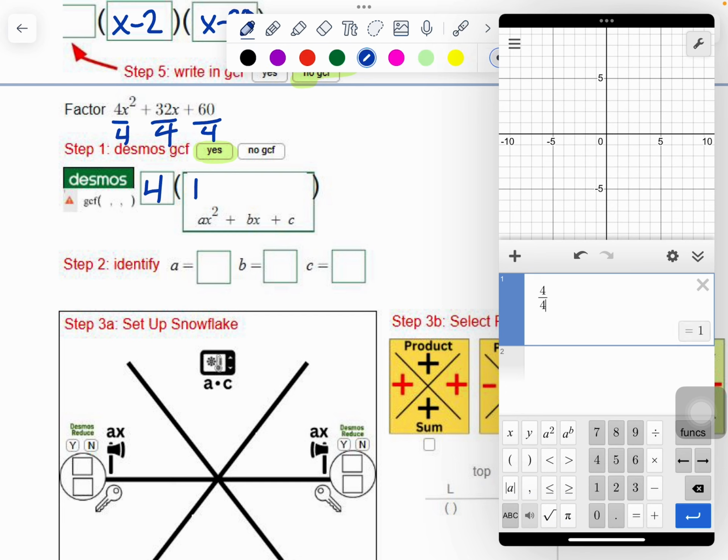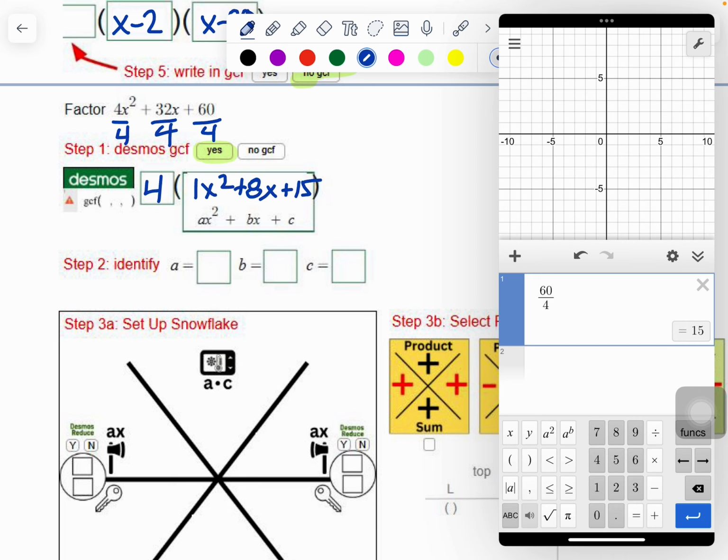So I'm going to type 1 and keep the x squared. The next thing I'm going to do is I'm going to divide 32 divided by 4. 32 divided by 4 is positive 8. So when I divide this, I get positive 8. So I'm going to put plus 8x. And then next, I'm going to divide 60 by 4. 60 divided by 4. So when I divide this, I get a positive 15. And that's simplified. So 4 is the greatest number that divides all three of those. It's the greatest common factor.